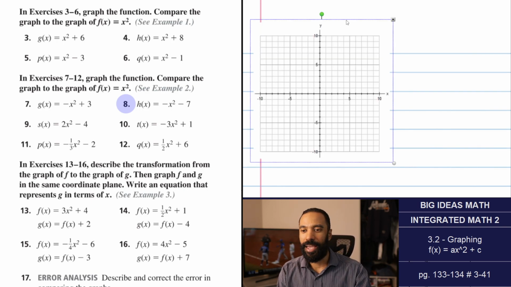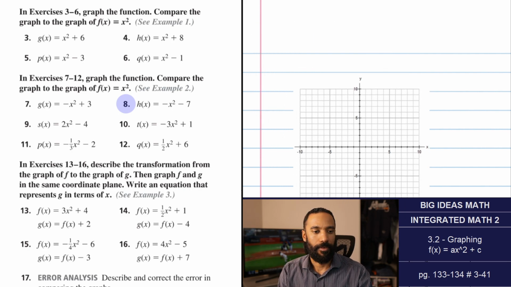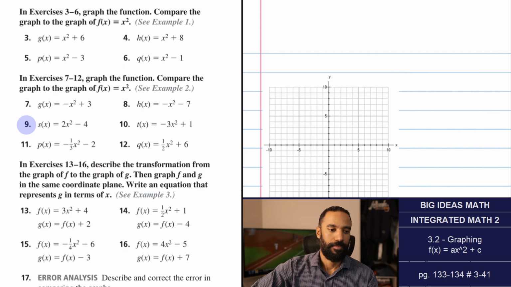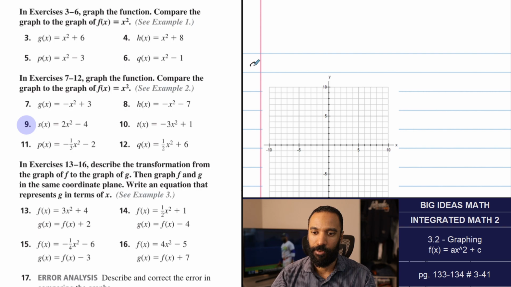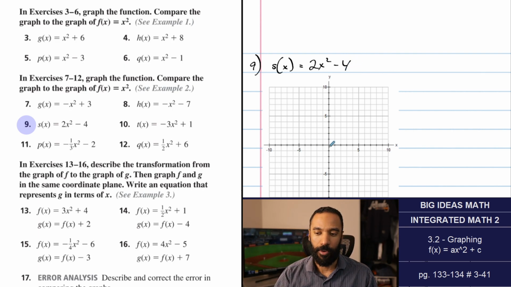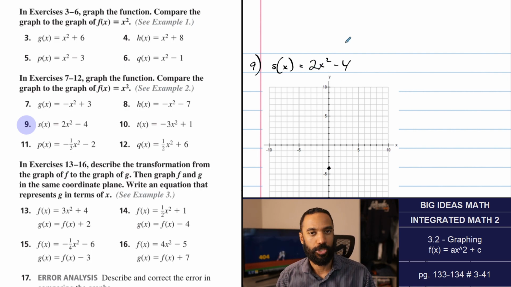All right, number 9. S of x equals 2x squared minus 4. Okay, the negative 4 is our vertical translation. I'm going to start 4 units downward like that. This 2 is going to be a vertical stretch component.